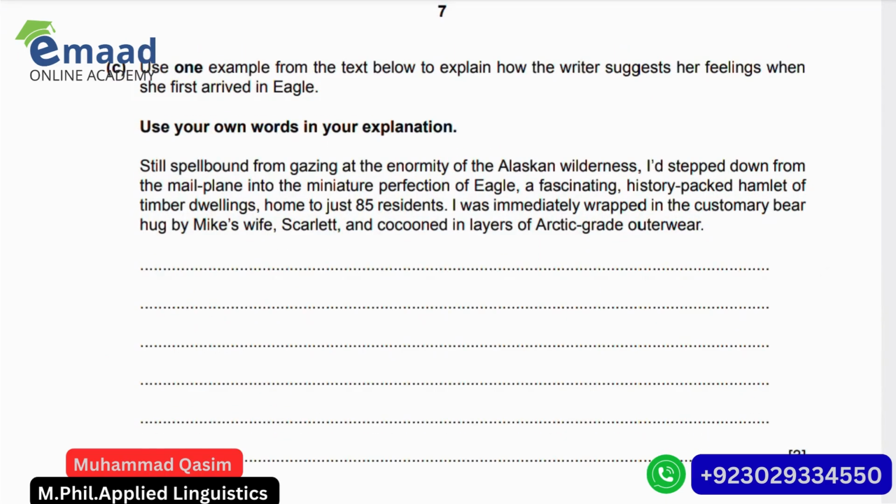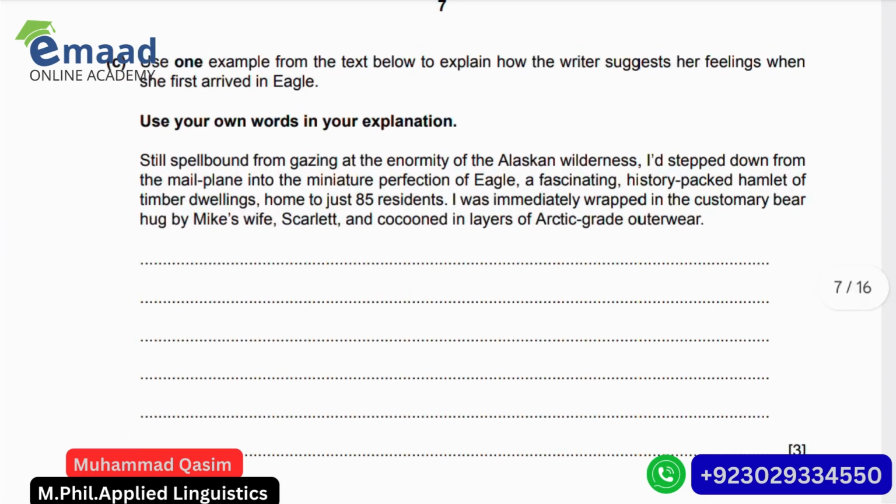This type of question also appears in language use, writer's craft, or language and its effect questions. So now they have not underlined any word. They are leaving it up to you. It's up to you how you use just one example from the text below to explain how the writer suggests her feelings when she first arrived in Eagle. This is also based on text C.